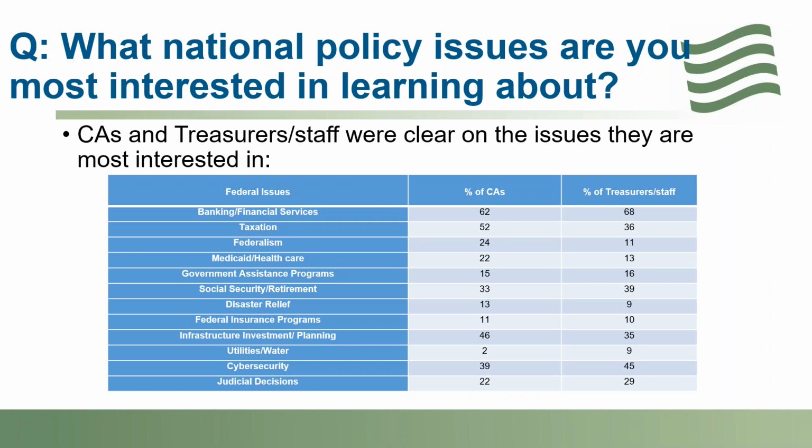We asked you what national policy issues you are most interested in learning about. There were some delta differences between our corporate affiliates and our treasurers and their staff, so I'll let you study that at your leisure. But I just want to point out, for instance, that a big one for you was cybersecurity. We are addressing that in our legislative meeting in February, so I hope that you will attend. The other one was banking and financial services issues, and again, that will be addressed during our legislative conference. And so you spoke and we heard you.